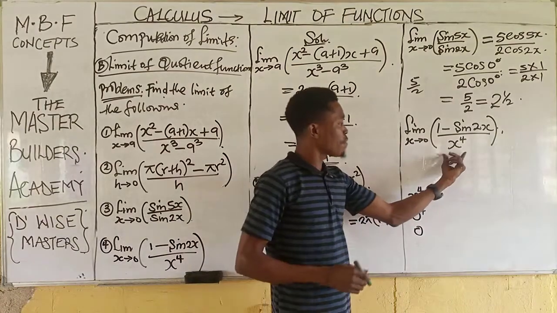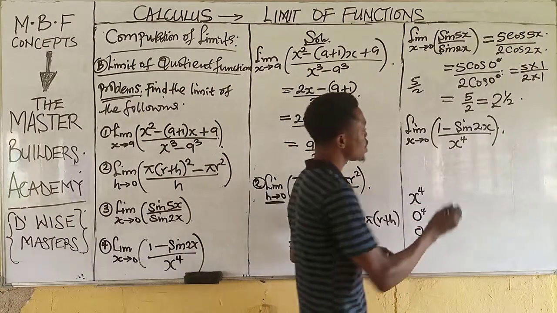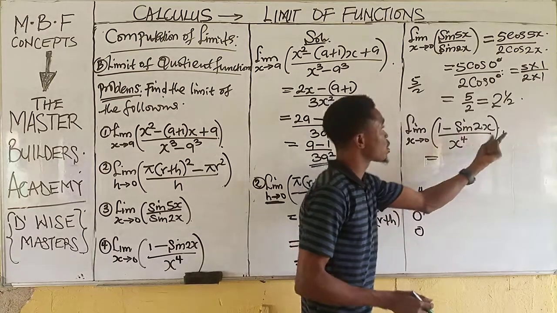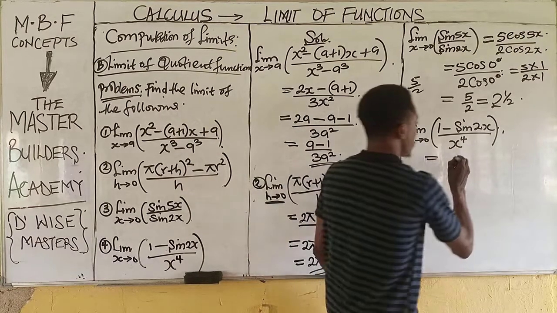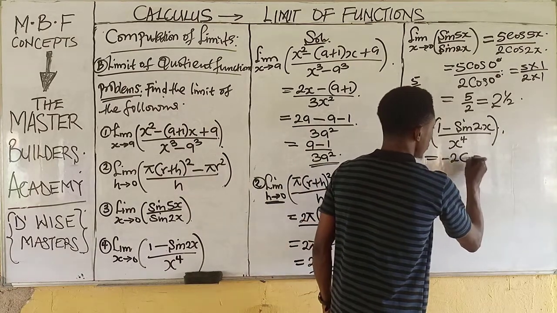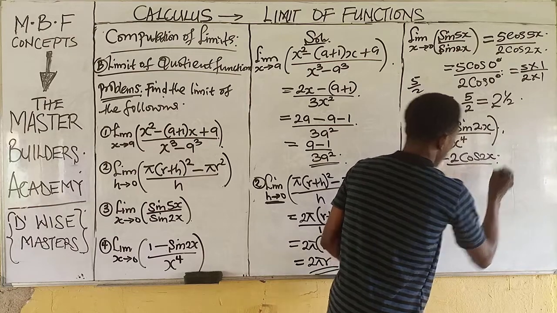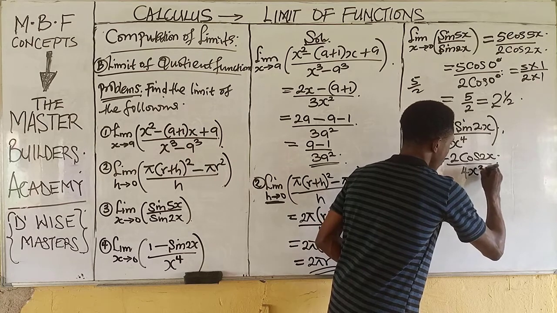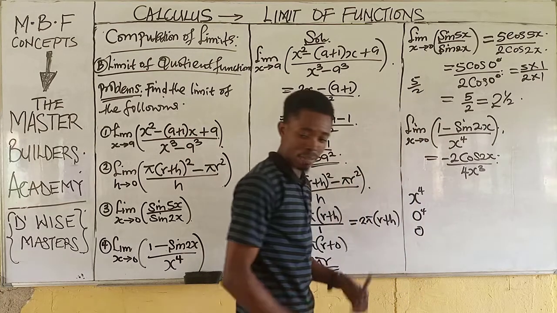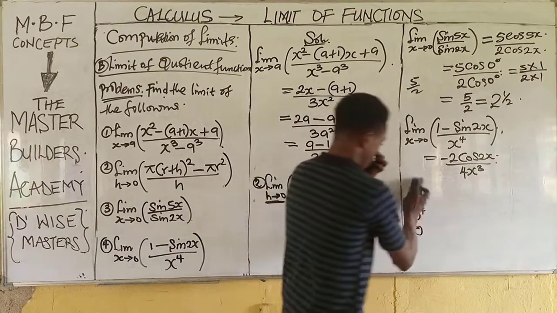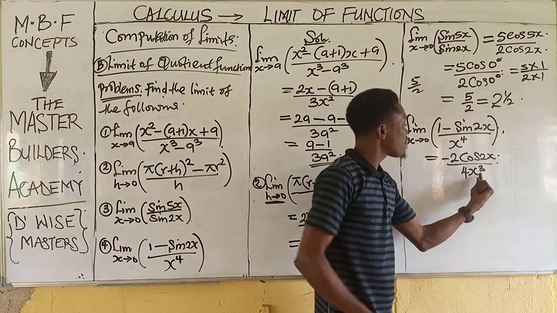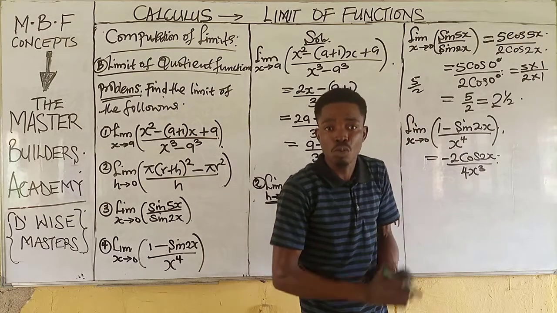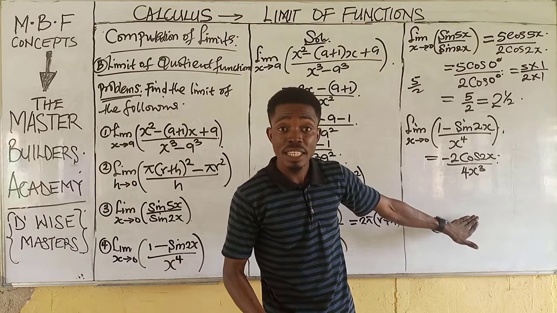Okay, now when we differentiate this using L'Hôpital's rule, how do we do that? When we differentiate 1, we have 0. We ignore it. But when we differentiate sine 2x, just the same way we did here, we have negative 2 cos 2x all over, when we differentiate the denominator, 4x cubed. This is what we have. Now, if I substitute 0 here, it will be 4 multiplied by 0, and 4 multiplied by 0 is 0. That means I need to differentiate this again.